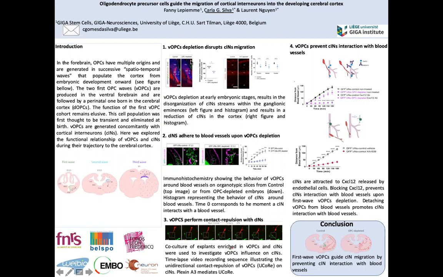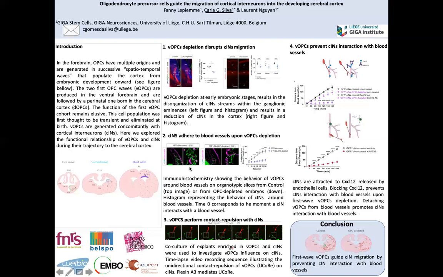When we deplete the ventral OPCs, you have a disorganization of the distribution of interneurons within the ganglionic eminences, and also a reduction in the number of interneurons reaching the cerebral cortex.